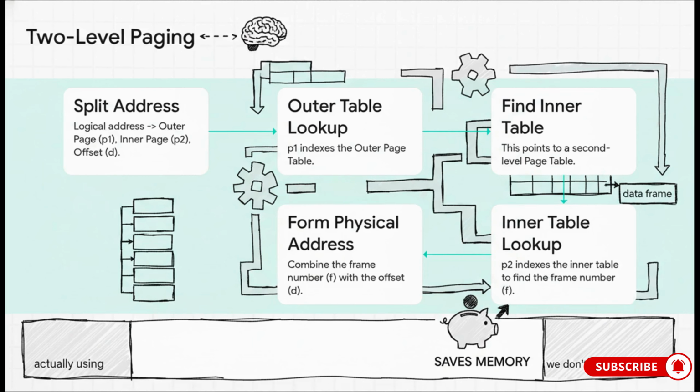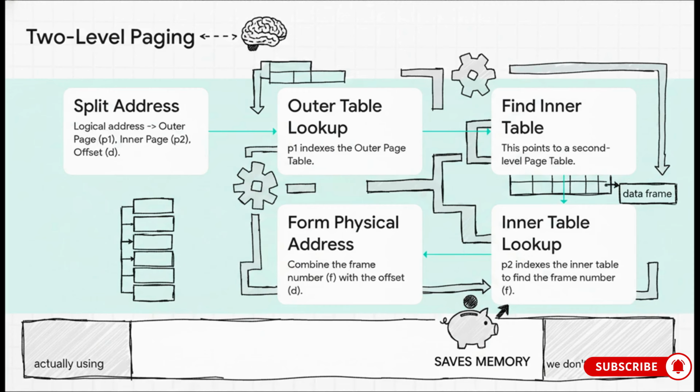The outer index, P1, is used to look into an outer page table. But the entry we find there doesn't point to our data. No, it points to the physical address of another second-level page table. We then use the inner index, P2, to look up the entry in that table. That entry finally gives us the frame number for our actual data.